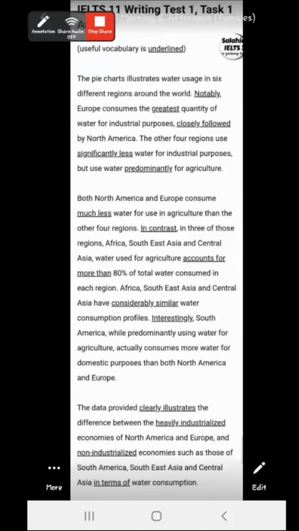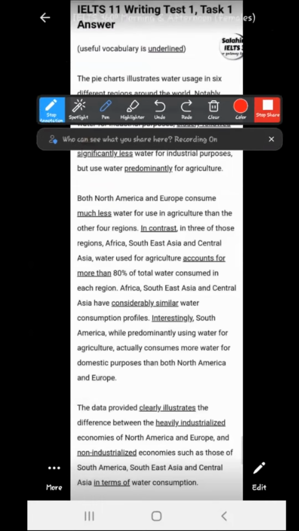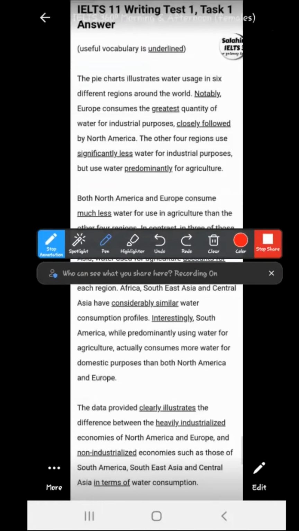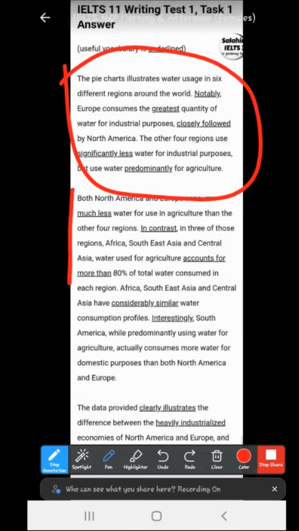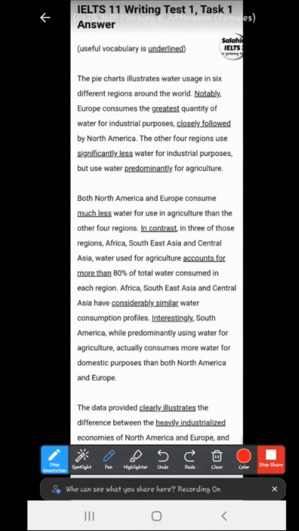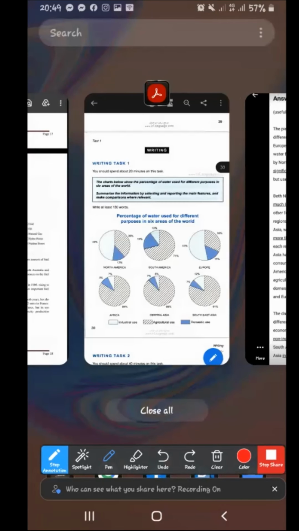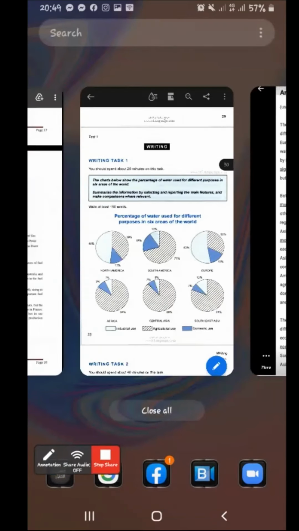So I want you to go through the intro. This is the intro, this is the body, and this one is the conclusion. In your intro, you can see the pie chart illustrates. You can use this word illustrates: water usage in 6 different regions around the world. Now, how are you going to use these words in a proper manner? You can paraphrase it.